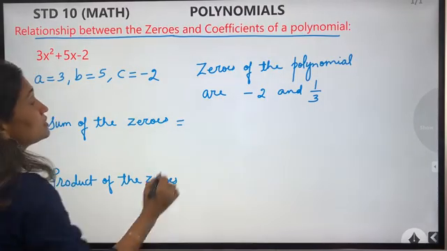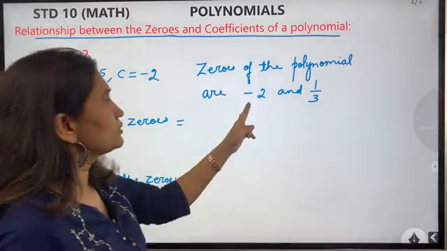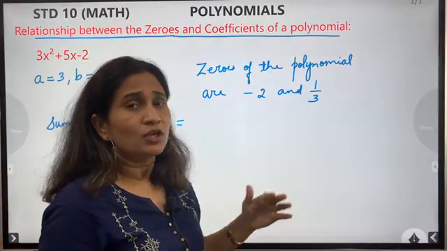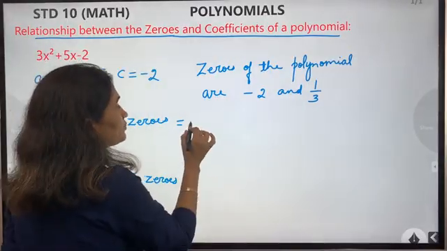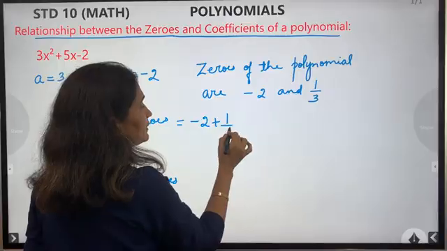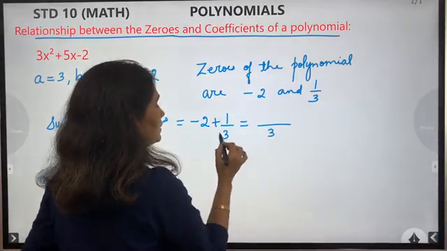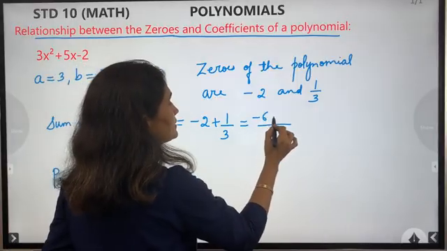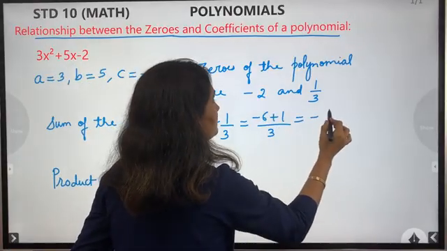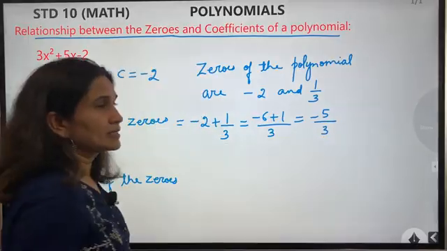Right. Now when I do the sum of the zeros, what are these zeros, children? Minus 2 and 1 by 3. So I will just plainly add them. So I do minus 2 plus 1 by 3. I am just adding them. I take the LCM 3. 3 into minus 2 will give me minus 6 and plus 1, and my answer is going to be minus 5 upon 3. Is this understood, children?